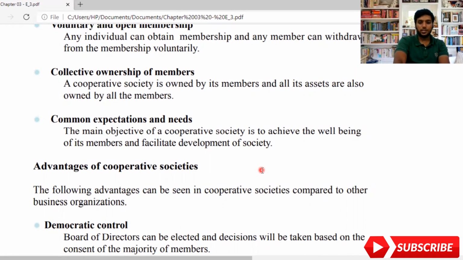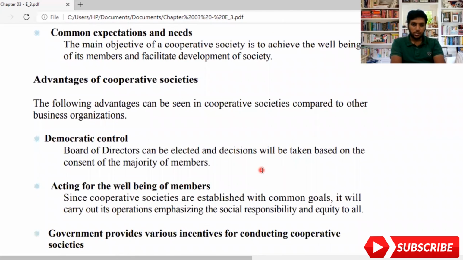Advantage of cooperative societies, as I said, democratic control. People will listen to what you are saying. That's a good thing because today your words are not listened to by your parents. Your parents' words are not listened to by you. Problem. Don't make problems, guys. Democratic control is where you have freedom to speak. Don't misuse the freedom.